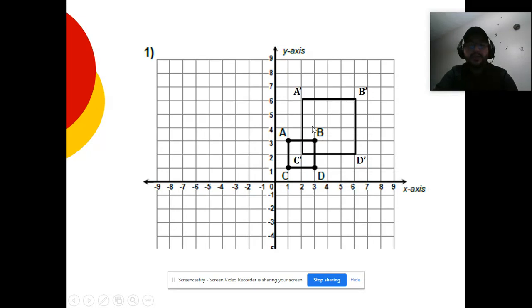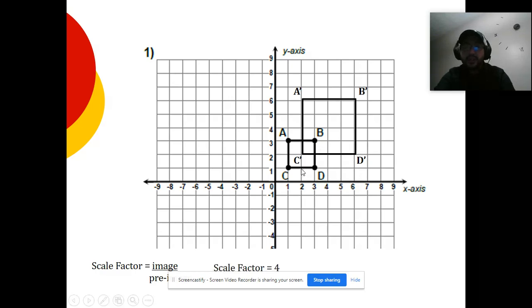Now, sometimes the figures are given, and we need to find the scale factor. How I'm going to find the scale factor is by dividing the image by the pre-image, the new one divided by the old one. So in this case, if we know the length of the image is 4 and the pre-image is 2, then 4 divided by 2, the scale factor will be 2.